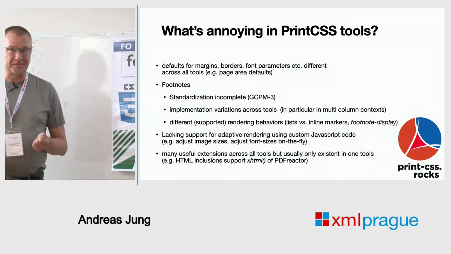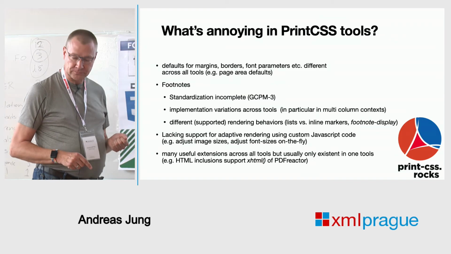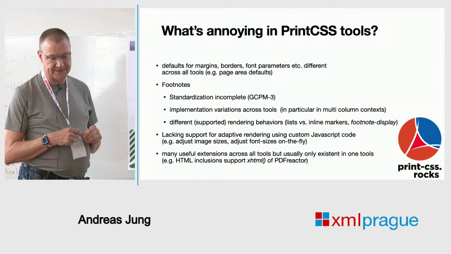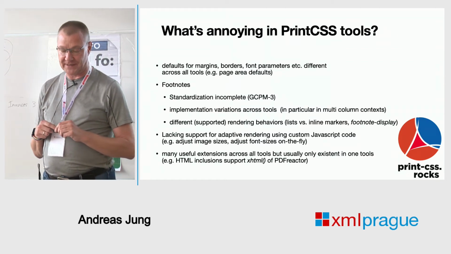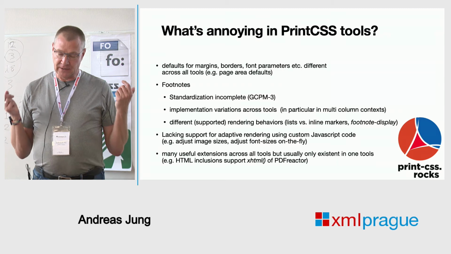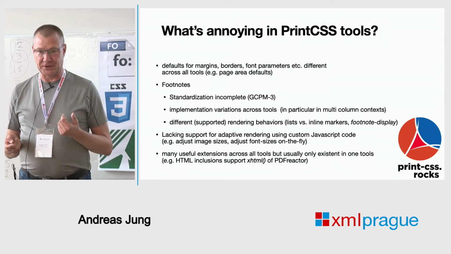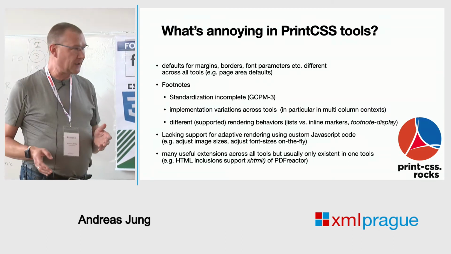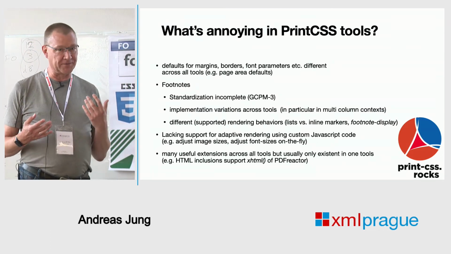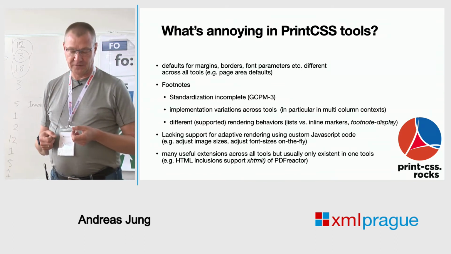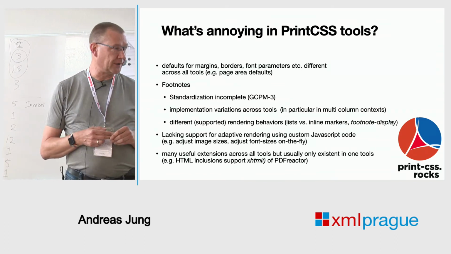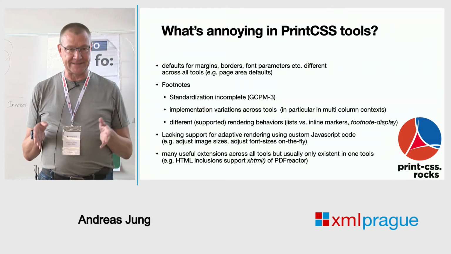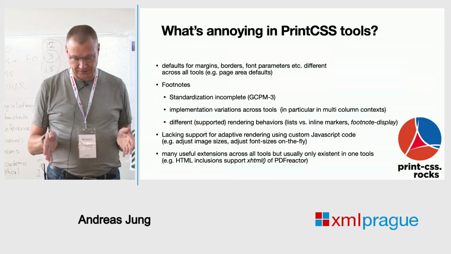So other things that are annoying in Print CSS, again, from my point of view, are that many tools have different defaults when it comes to margins, font defaults, font sizes, and so on. Basically, when you just write something and run it across all converters, in many cases you get different behavior, different default output. So in many cases, you have to provide your own CSS reset file in order to have a predefined set for the borders, for the paddings, and so on.